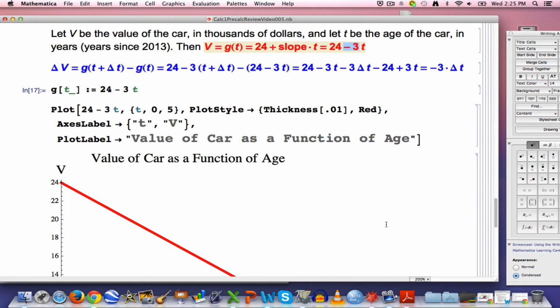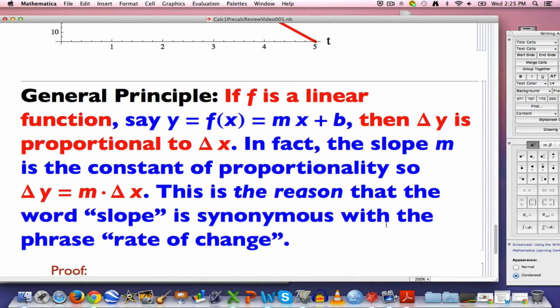This leads us to make a conjecture of a general principle. Here's our general principle. If f is a linear function, then delta y is proportional to delta x. That's our main fact. You might call that a theorem. General facts, abstract facts in mathematics are often called theorems, but I'm calling it a general principle here. It's an if-then statement, and we want to prove it using logical deduction.